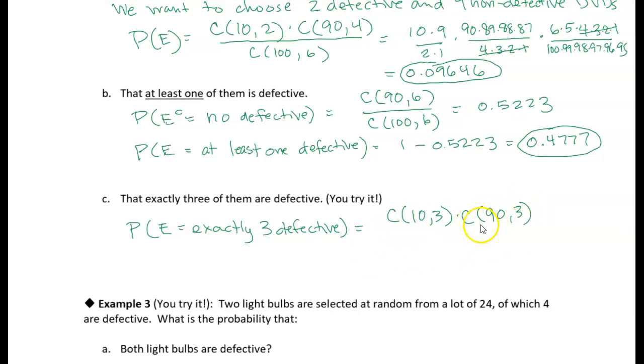Okay, if you multiply those 2 together, then you get the total number of ways to select exactly 3 defective DVDs. And then we need to divide that by the total number of ways to select the DVDs, which is 100 choose 6. Again, I'm just going to put this into my calculator. All right, 0.1183. So that is my probability, about 11.8% chance of getting exactly 3 defective DVDs.